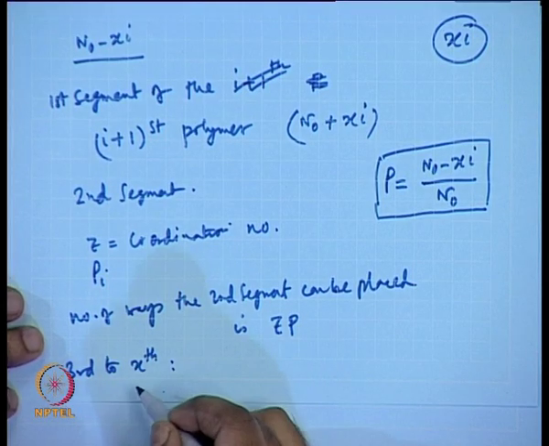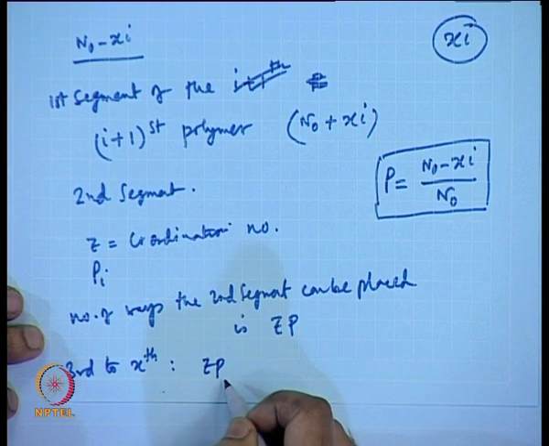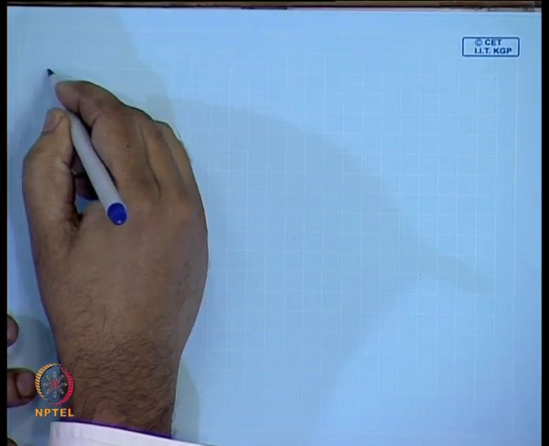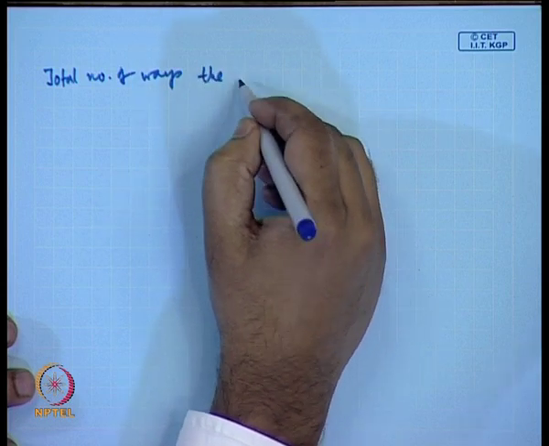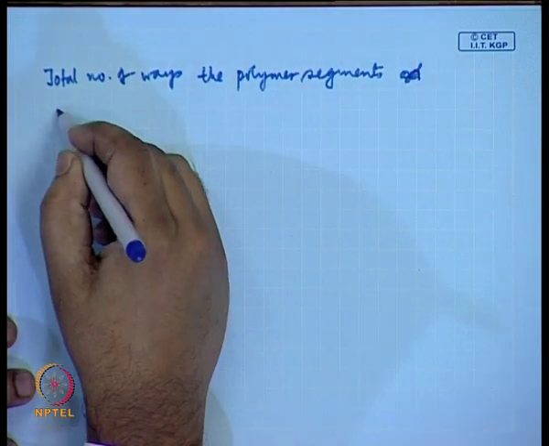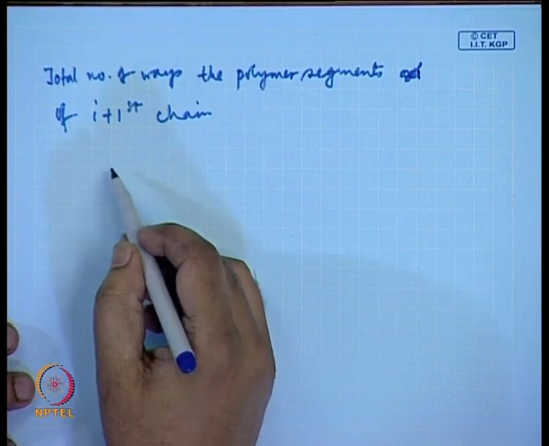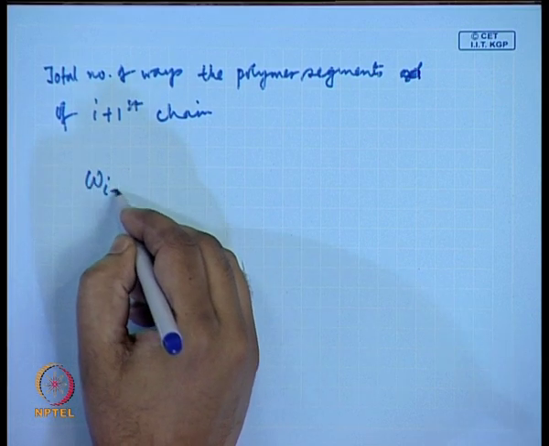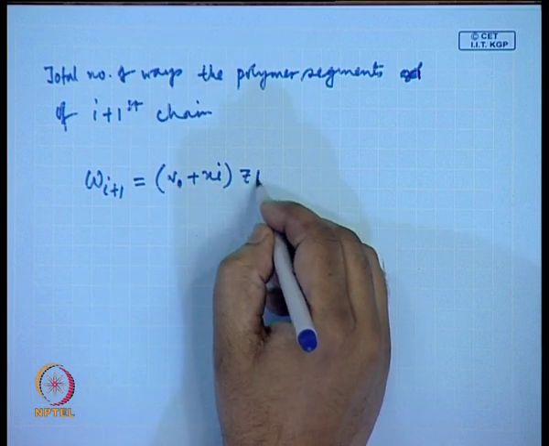Each third segment can be placed again in Z ways, the fourth segment can be placed in Z multiplied by P ways, and so on. So, the total number of ways the polymer segments of the i plus first chain can be placed will be given by the multiplication of all these segments: first segment n0 plus x i, second segment ZP.